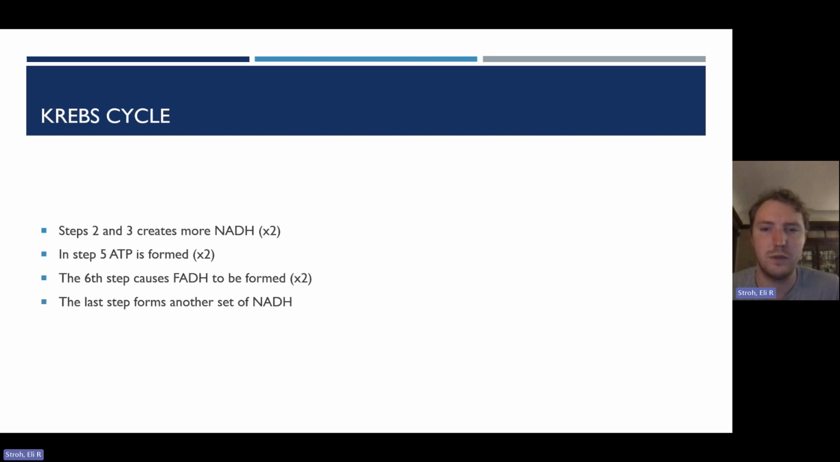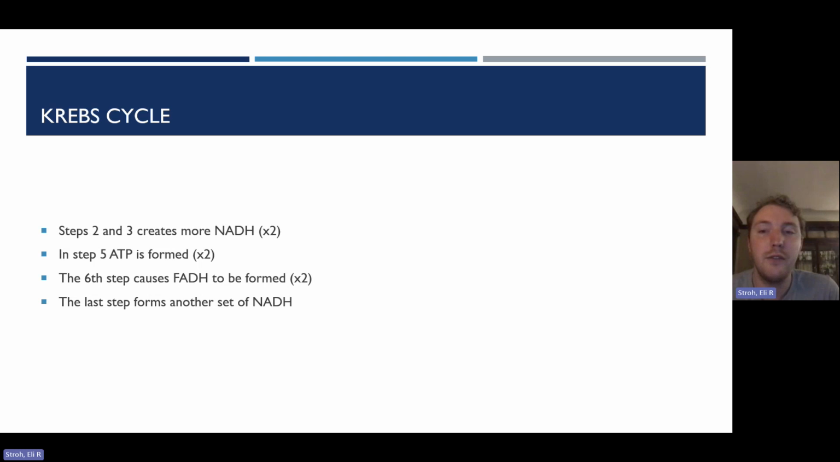Within the Krebs cycle, sorry about that, we have in steps 2 and 3 creation of NADH. Now, once again, it's having 2 NADHs because each pyruvate is going to kick off the Krebs cycle. In step 2, the enzyme is isocitrate dehydrogenase, and in step 3, we see alpha ketoglutarate dehydrogenase forming NADH.